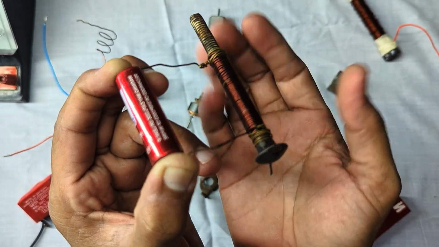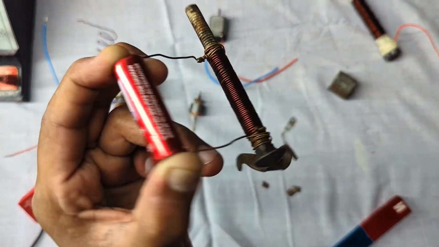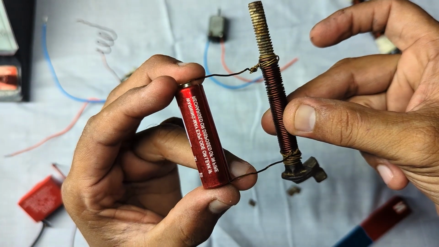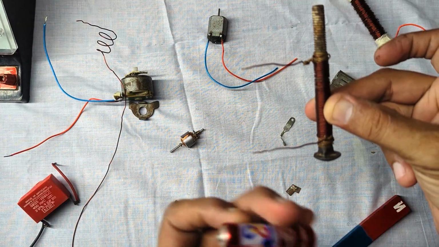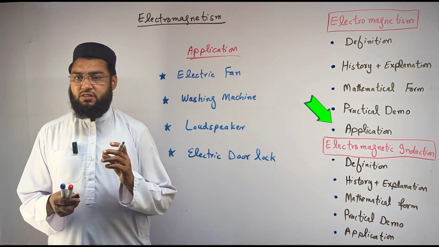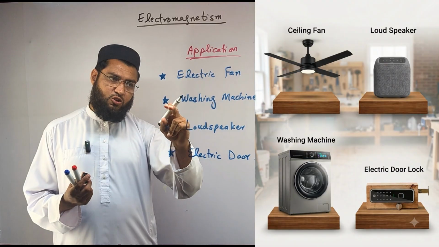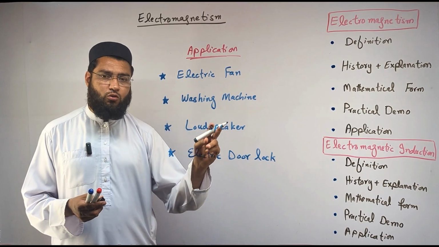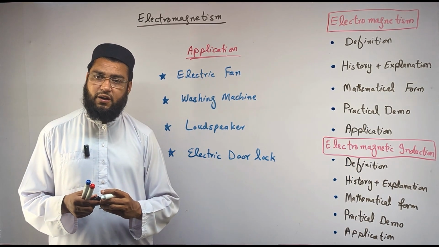It will attract the metals. And when we remove the current, the magnetic effect vanishes. So current can produce a magnet in a wire. Electromagnetism is used in our life in the shape of electric fans, ceiling or pedestal fans, washing machines, loudspeakers. Similarly, electric door locks. Half the lecture is covered, and now we go to electromagnetic induction.